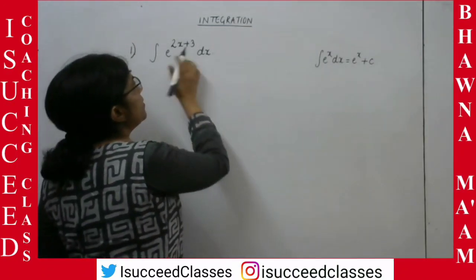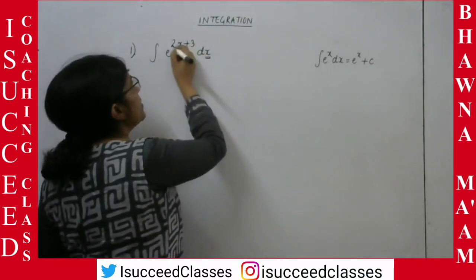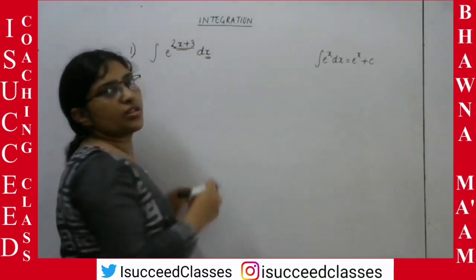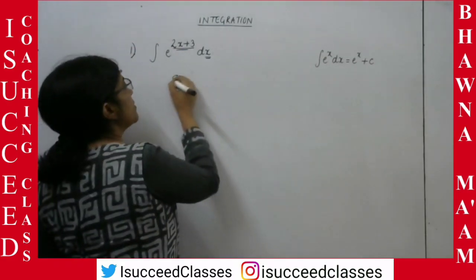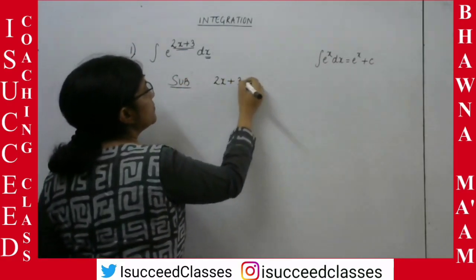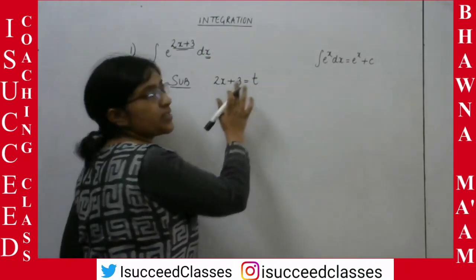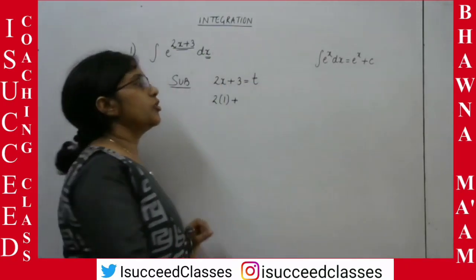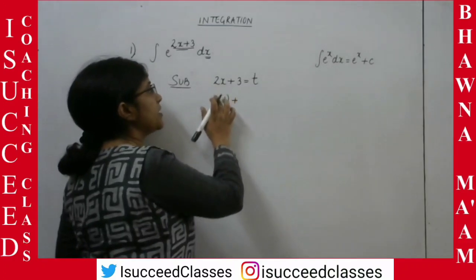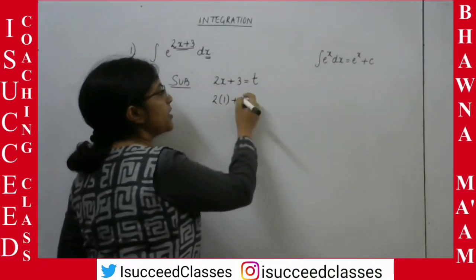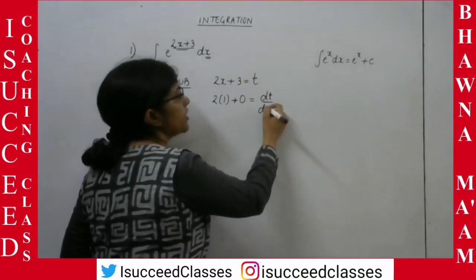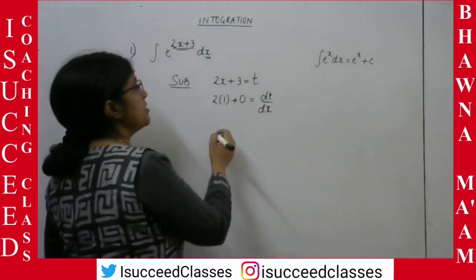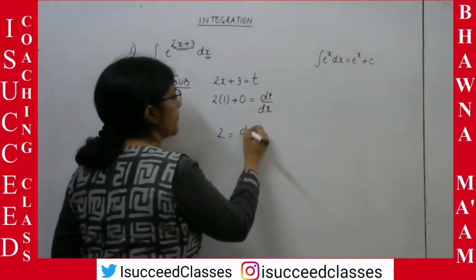Now, if you see, this variable and this function are different. We don't have x there. So we'll have to substitute. Let's put 2x plus 3 as t. On differentiating with respect to x, we get 2 as it is. Derivative of x is 1, 3 is 0 and derivative of t is dt by dx. So we finally have this.